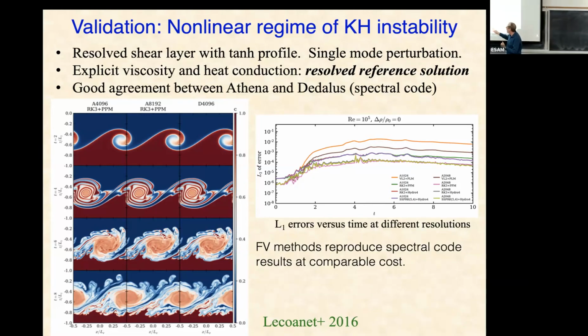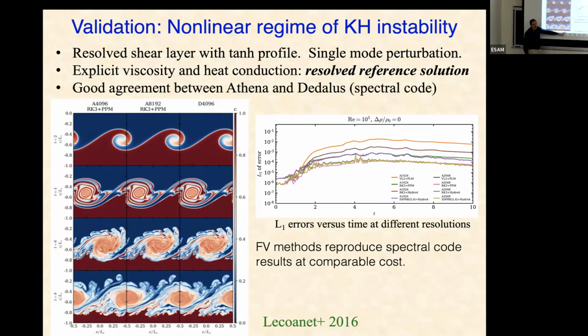And what's shown in the panel is the KH instability at different times, starting with a single roll up of one wave all the way to a transition to turbulence, where you have secondary instabilities that generate very complex flows. And then this is calculated using the spectral code Dedalus that Daniel uses a lot.